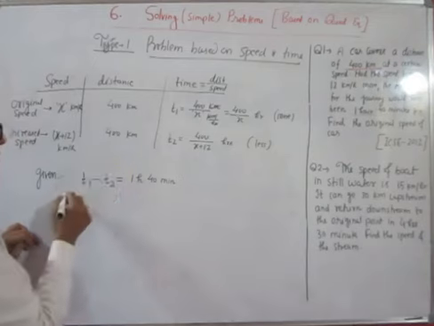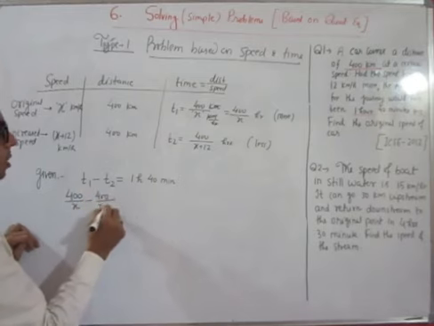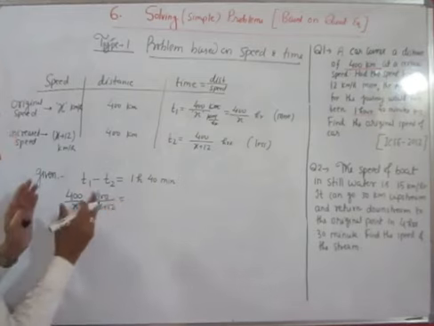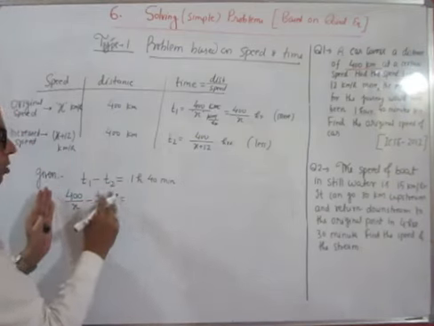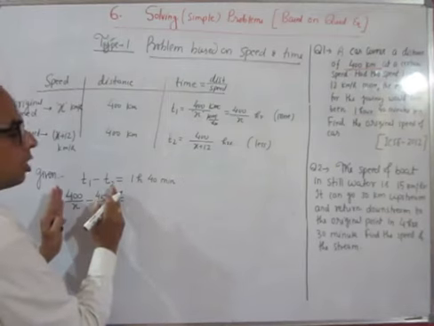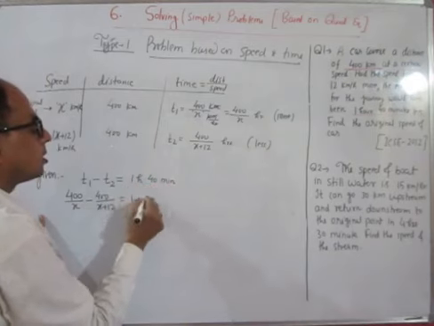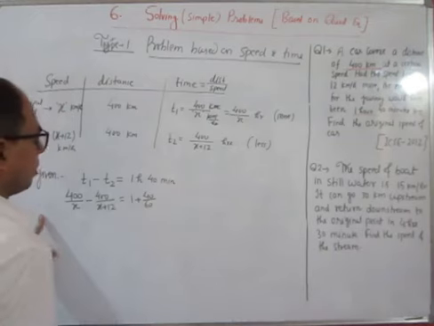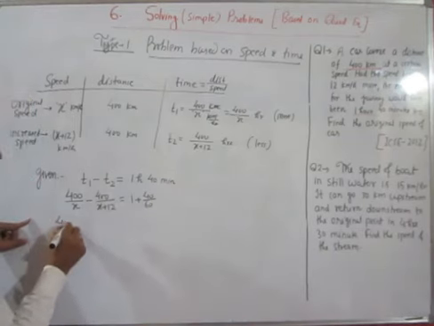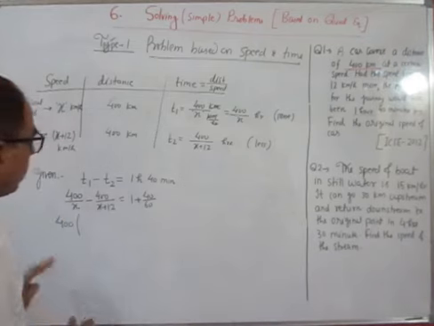So put the value of T1. It is 400 by x minus 400 by x plus 12 is equal to... The unit of the left side is hours, so you have to convert the right side also into the same unit. So it will be 1 hour plus 40 minutes converted into hours, so 40 by 60. Take 400 common here. This is the equation. Now we have to simplify this equation and solve it for x.